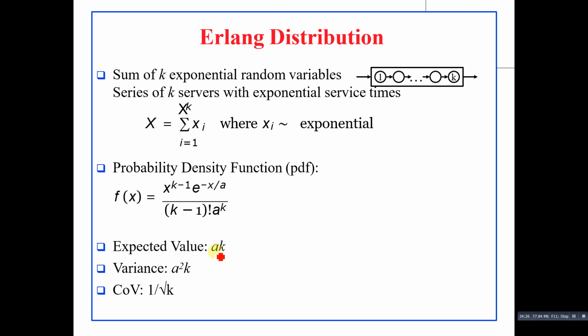Expected value is mean times k. Variance is a squared times k. And coefficient of variance is 1 divided by the square root of k. So this is the Erlang distribution. It is a combination of exponential distribution variables put in series. So the keyword is series.